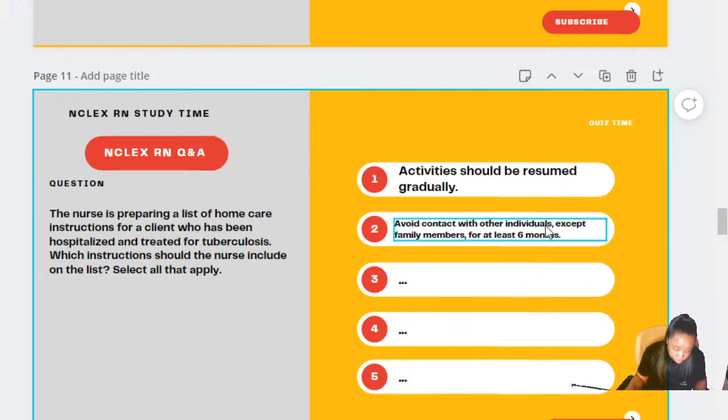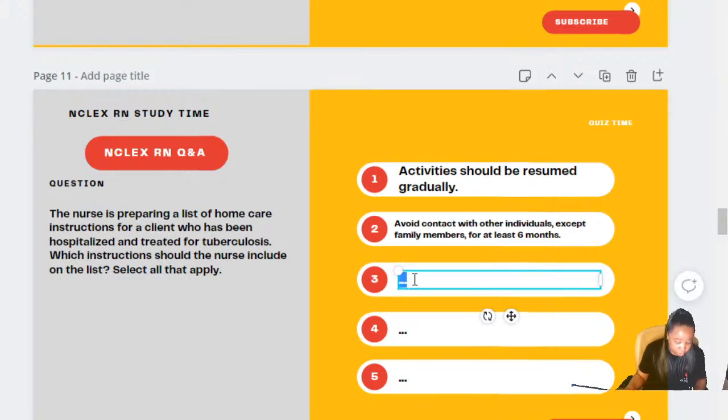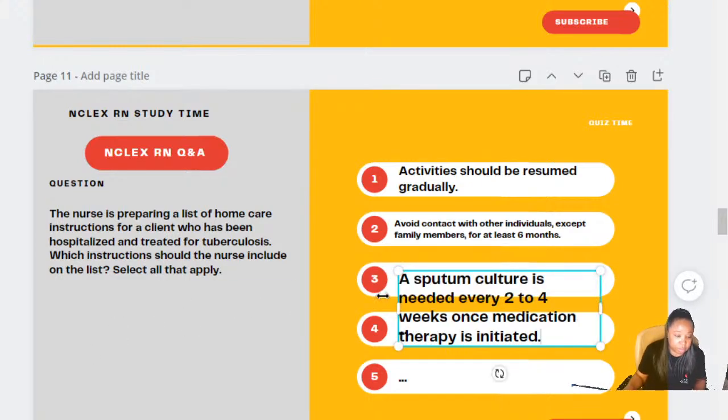6 months is too much, because there's a certain amount of time after the patient was in the hospital, and that patient is no longer contagious, right? So that's why we have to be careful when we're answering that question.